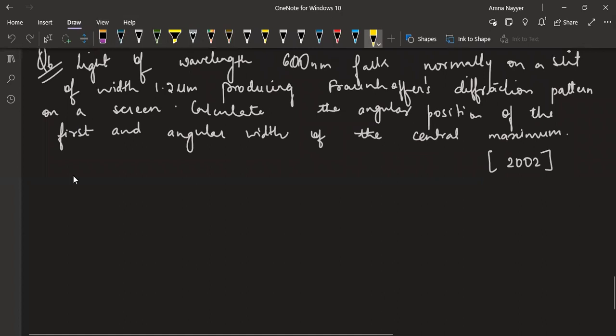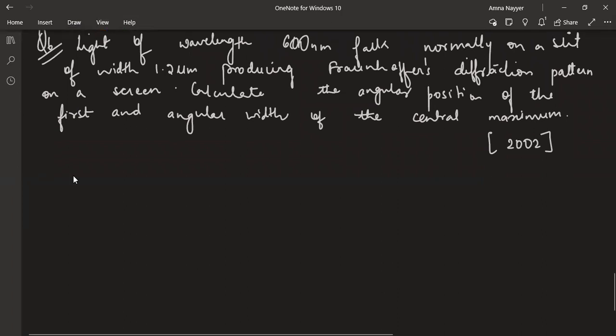Look here. Light of wavelength. This is an easy question. How much angle are you getting? Angular position means you just have to find out the angle. See, one thing I'll tell you, then try. A sine theta is equal to lambda. Only this formula will be used. Lambda you have, A you have, theta you have to find out.